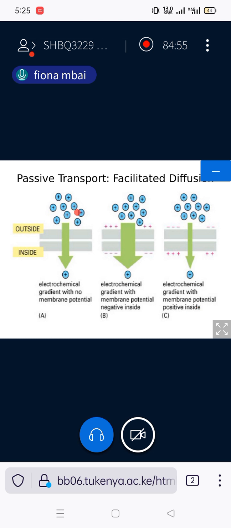So facilitated diffusion happens with these scenarios. Electrochemical gradient of the membrane. On the outside positive, on the inside negative, or alternatively on the outside negative and positive on the inside. And these scenarios happen in different tissues at different times. For example, you can find that the nerve cell is negatively charged inside because of the pre-existing conditions, or you can find muscle cells where you have negative charge outside the muscle cell and negatively charged inside the muscle cell.